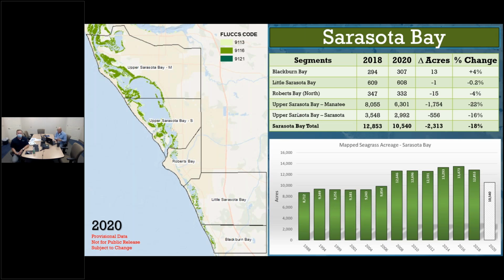Little Sarasota Bay, no change really. I mean, 0.2% is noise. And even Roberts Bay, with a -4%, a 15-acre drop, that's still, I would say, minor at best. So you have two stories in Sarasota Bay. You have a huge loss in Sarasota Bay proper that seems to be focused around Longbar Point, but then you also have sort of a stabilization, or maybe even a slight increase in the southern estuaries.